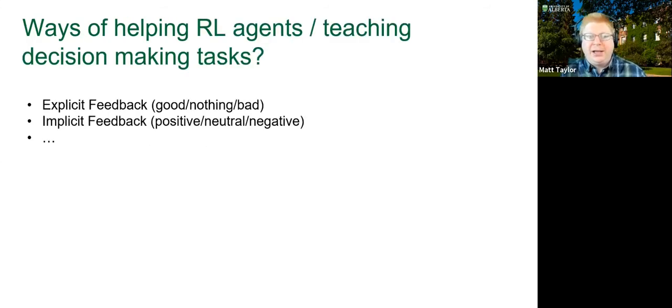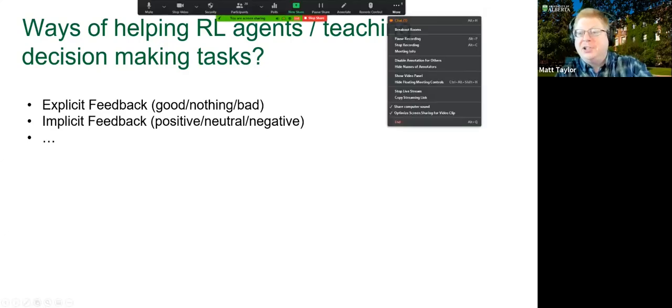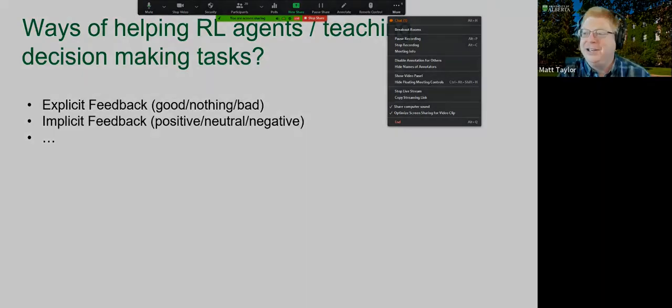So one thing I'd like to do now is to throw you all into Zoom rooms and think about how else a person might be able to help an agent learn to do something or teach an agent to do something. So we talked about explicit feedback, where a person would say good robot, bad robot, or nothing. And also we talked about implicit feedback, looking at someone's face. How else might you be able to teach a robot to do something? So this is going to be pretty quick. I'm just going to give you like 3 minutes to just start spewing ideas into the Discord chat.